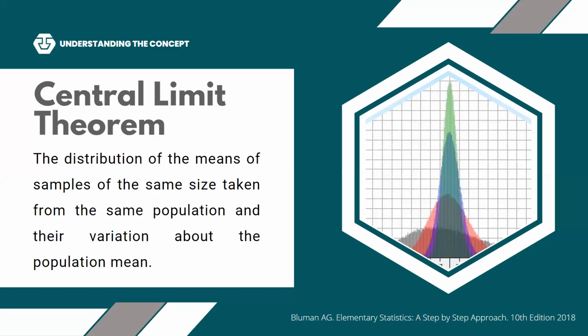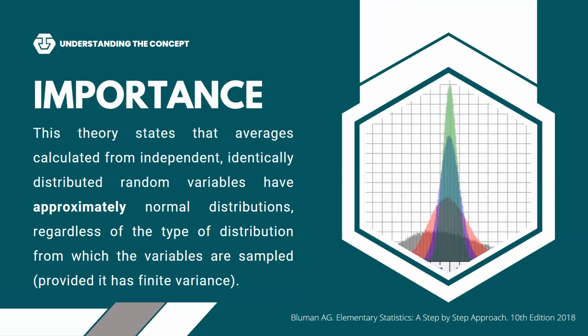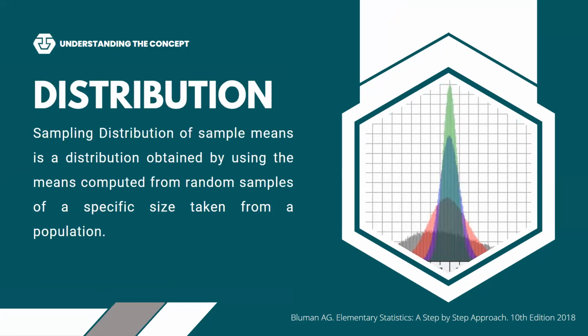Coming to the central limit theorem, it is the distribution of the means of samples of the same size taken from the same population and their variation about the population mean. This theory states that averages calculated from independent, identically distributed random variables have approximately normal distributions, regardless of the type of distribution from which the variables are sampled, provided it has finite variance. Sampling distribution of sample means is a distribution obtained by using the means computed from random samples of a specific size taken from a population.